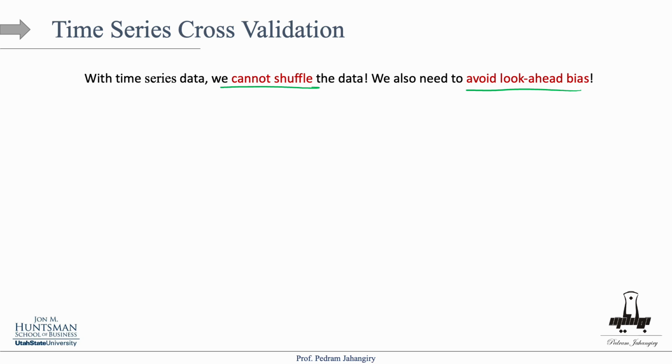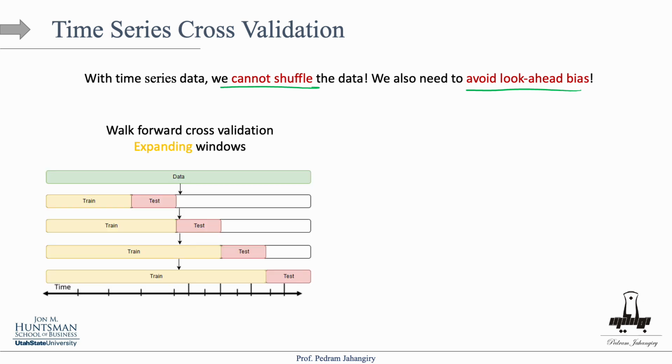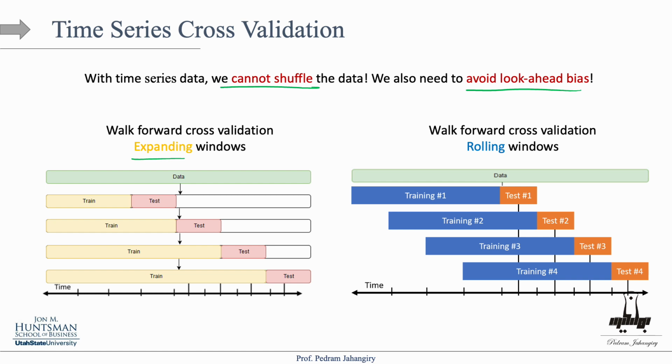So let's look at different types of time series cross-validation, and these are the most commonly used ones. One is walk forward cross-validation with expanding windows, and the other is walk forward cross-validation with rolling windows. Let's see what the idea of expanding windows versus rolling windows is, and where we should use each versus the other. Starting with the expanding windows, the idea is very simple, right?